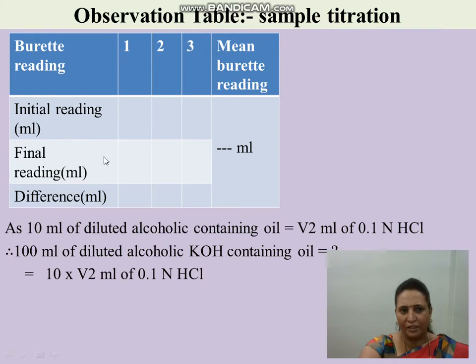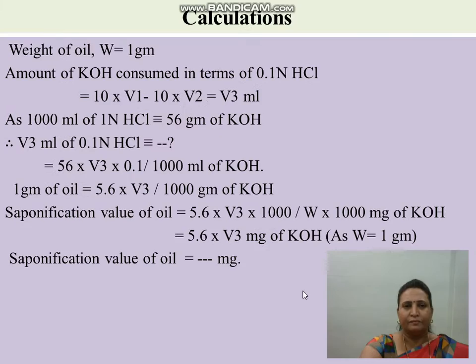Observation table: initial reading, final reading, difference. As 10 ml of diluted alcohol containing oil reacted with V2 ml of 0.1 normal HCl solution. Now here V2 is nothing but the sample reading. Therefore, 100 ml of diluted alcoholic KOH solution containing oil corresponds to, or reacted with, how much ml of 0.1 normal HCl. By using this formula you can calculate that.